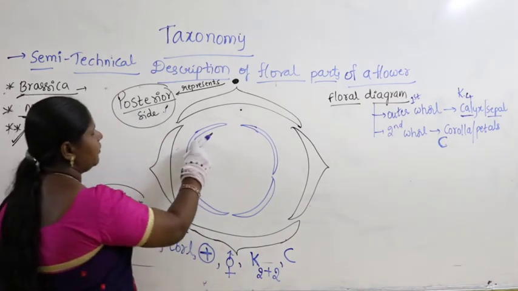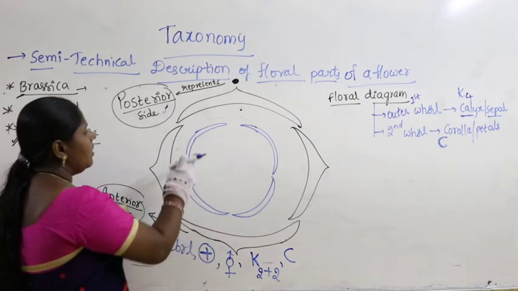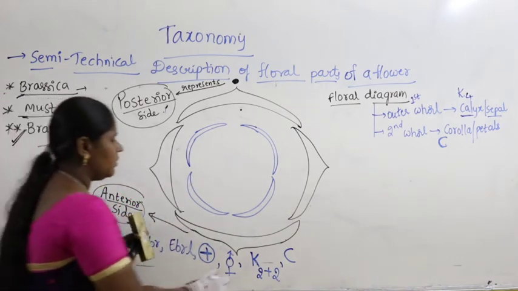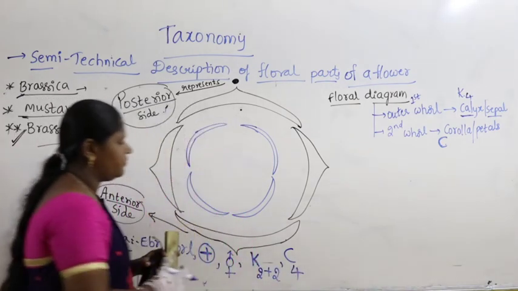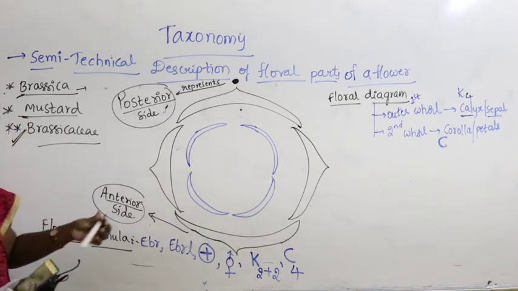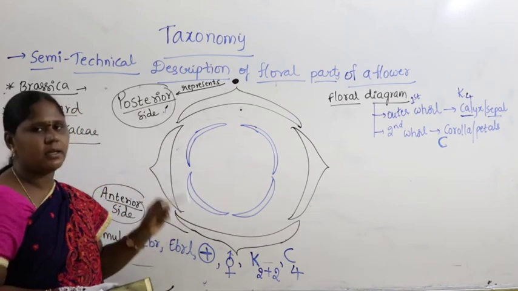The 4 are equal. That is why I am adjusting the size. The 4 look similar and equal in size. 1, 2, 3, 4. How many are there? 4 are there. So here I am writing 4. Right? C means corolla. Corolla means we have petals. There are altogether 4 petals.